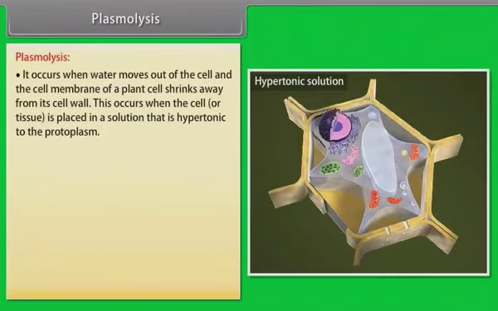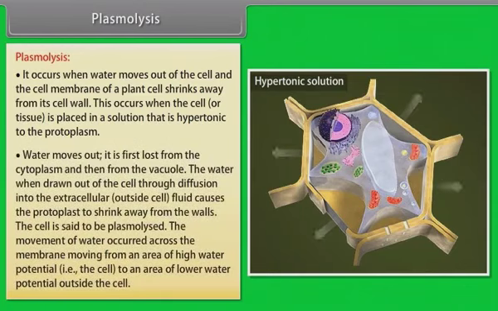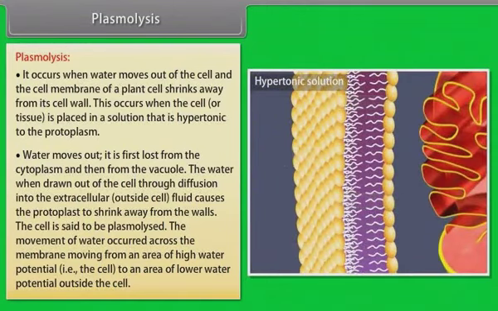Plasmolysis occurs when water moves out of the cell and the cell membrane of a plant cell shrinks away from its cell wall. This occurs when the cell or tissue is placed in a solution that is hypertonic, has more solutes, to the protoplasm. Water moves out. It is first lost from the cytoplasm and then from the vacuole. The water, when drawn out of the cell through diffusion into the extracellular outside cell fluid, causes the protoplast to shrink away from the walls. The cell is said to be plasmolysed.